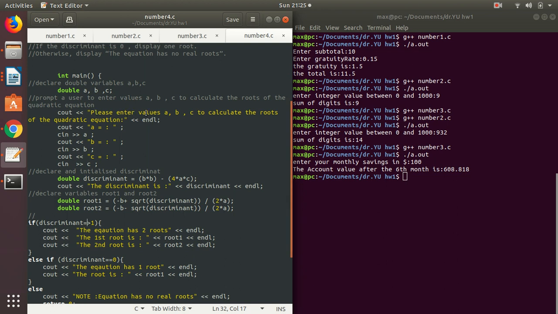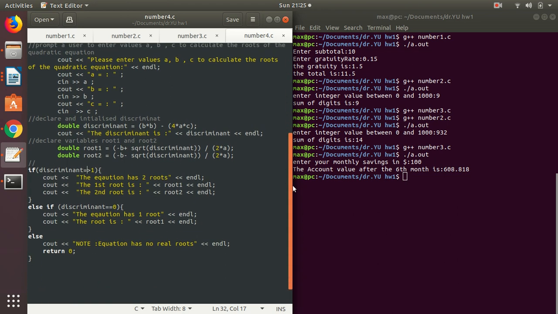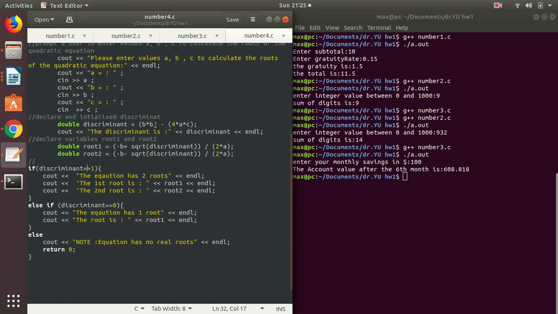Now, I prompted the user to enter A, B, C, as you're about to see after compiling. Then I declared and initialized the discriminant as B squared minus 4AC. This was given to me in the question, as you've seen above. This formula helps us to get the discriminant, which we are going to use to find the roots of the quadratic equation, root 1 and root 2.